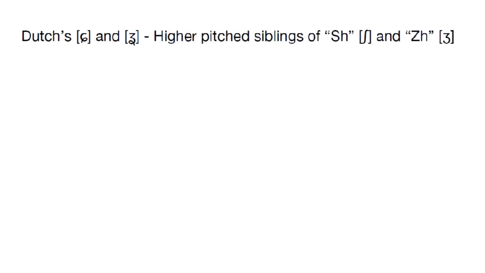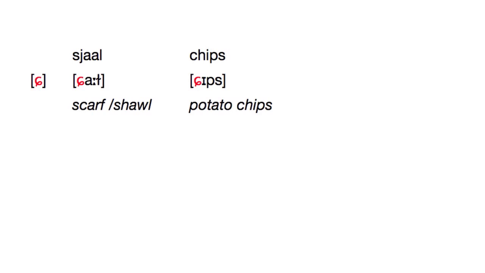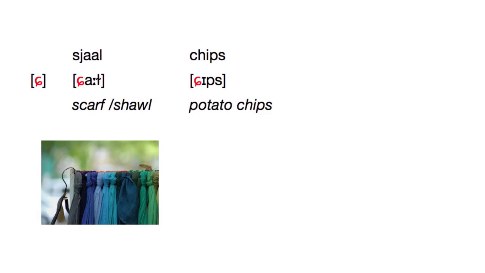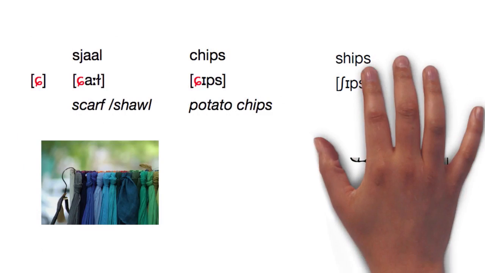Next, we can talk about the Dutch sh and zh sounds. These sound very similar to English's sh as in ship or zh as in beige, but they're made in a slightly different spot in your mouth. We'll start with sh as in shall or ships. To make this sound, we'll start with the English sound sh as in ships.